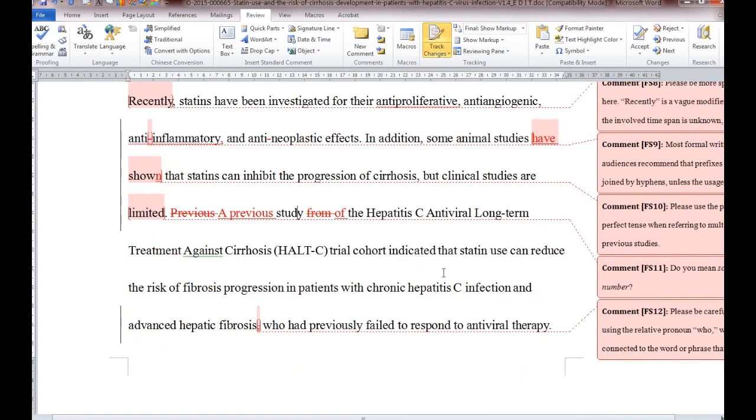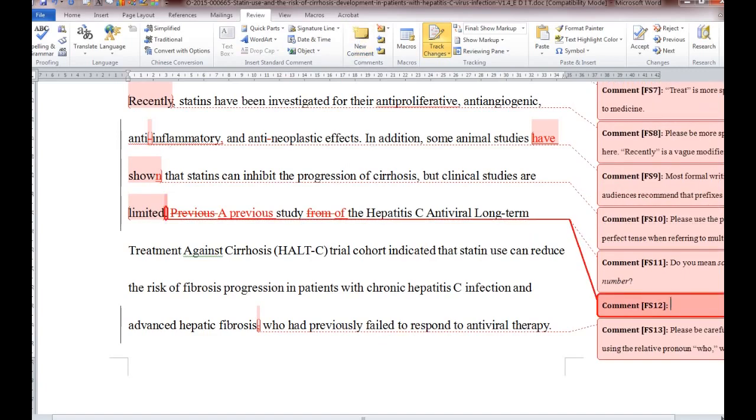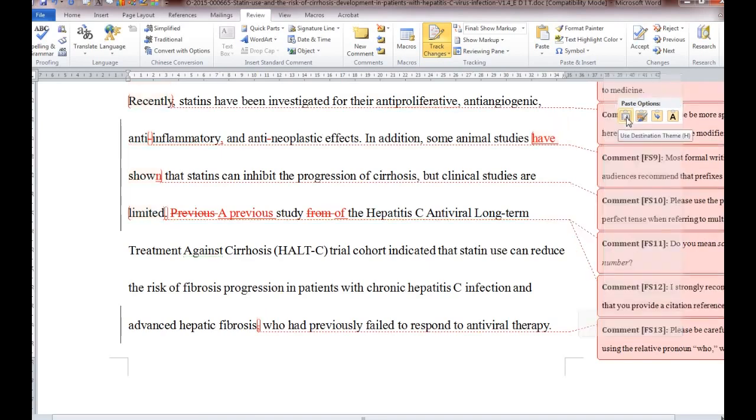Okay, I think I'm fine with that. Take a look at the rest of it. One problem I have, though, going back a little bit, some animal studies. Next sentence, a previous study.